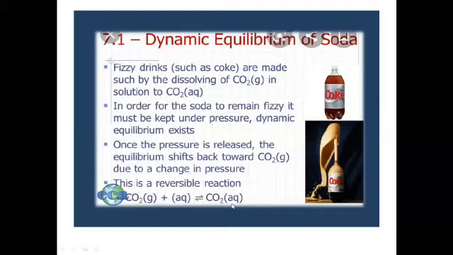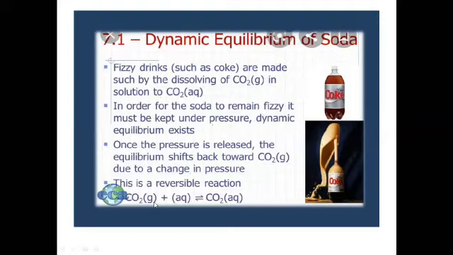We are decreasing the pressure. So when the pressure decreases, what will happen? The reaction will favor the reverse direction, or the reaction will move in the reverse direction, and carbon dioxide from the dissolved form will be converted back into the gaseous form. So this is one example of dynamic equilibrium.